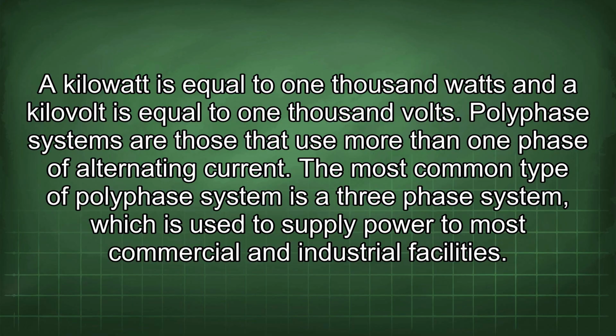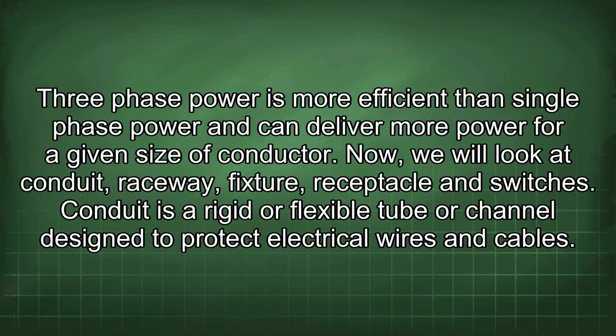Polyphase systems are those that use more than one phase of alternating current. The most common type of polyphase system is a three-phase system, which is used to supply power to most commercial and industrial facilities. Three-phase power is more efficient than single-phase power and can deliver more power for a given size of conductor. Now, we will look at conduit, raceway, fixture, receptacle, and switches.